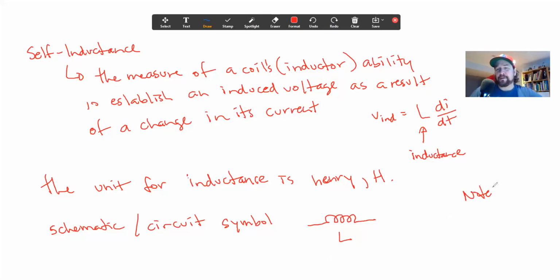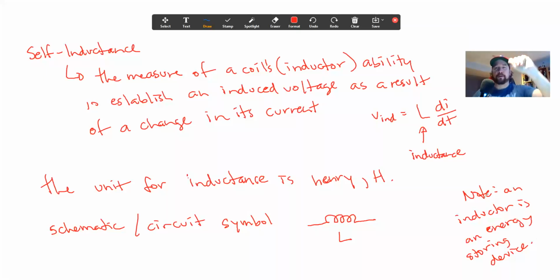Little note, because I didn't really say it, an inductor is an energy storing device. But practically speaking, it doesn't function at all like a capacitor, really, honestly. Like a capacitor, I could pull it out of the circuit and it holds a charge, and I could plug it in somewhere and it discharges. An inductor doesn't really work that way, okay?